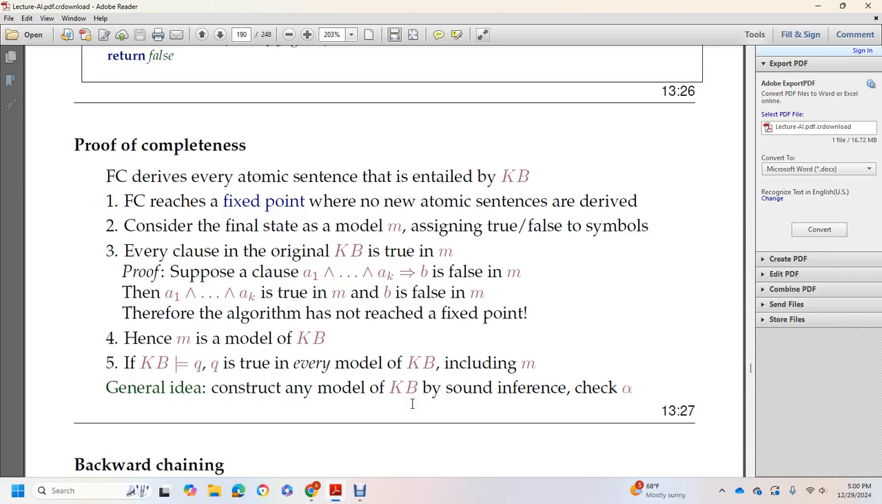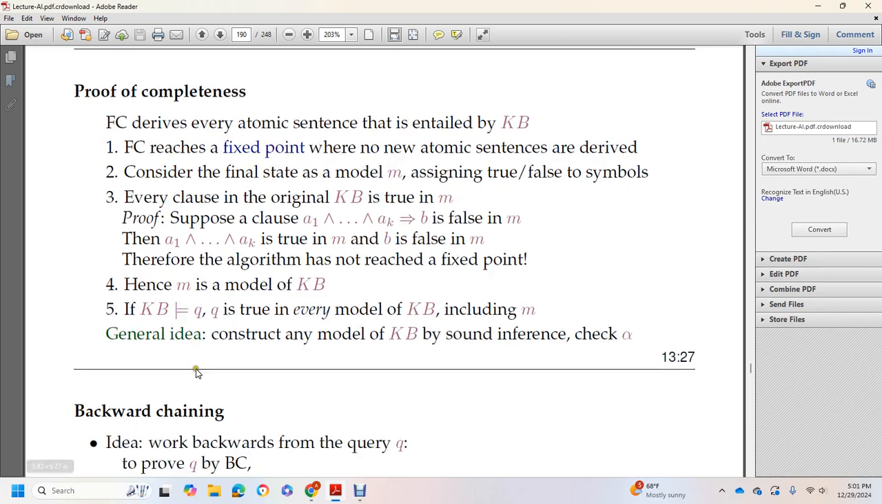Consider the final state as a model M, assigning true to every symbol inferred and false to all others. Every clause in the original KB is true in M. Suppose a clause were false in M; then the algorithm has not reached a fixed point, a contradiction. Hence M is a model of the KB. If the KB entails the query q, q is true in every model of the KB, including M. So we can construct a model of the KB, and the inference is sound.